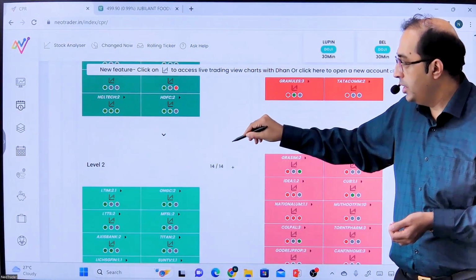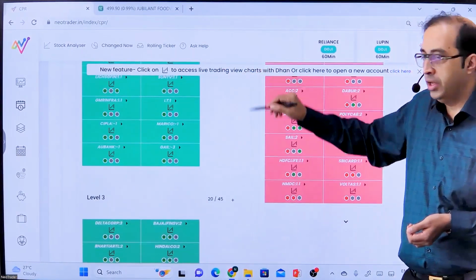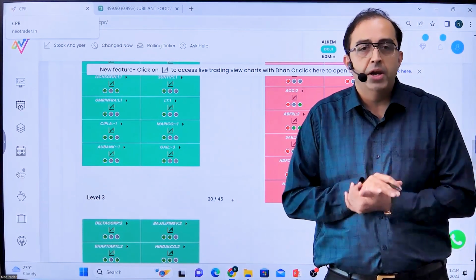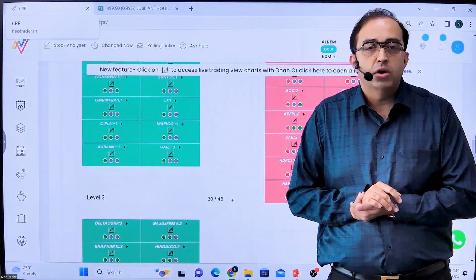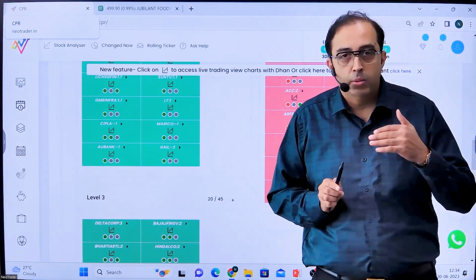There is level 2, and there is level 3. So there are levels 1, 2 and 3. Now let me explain to you the significance of levels 1, 2 and 3. So what is a level 1 stage?